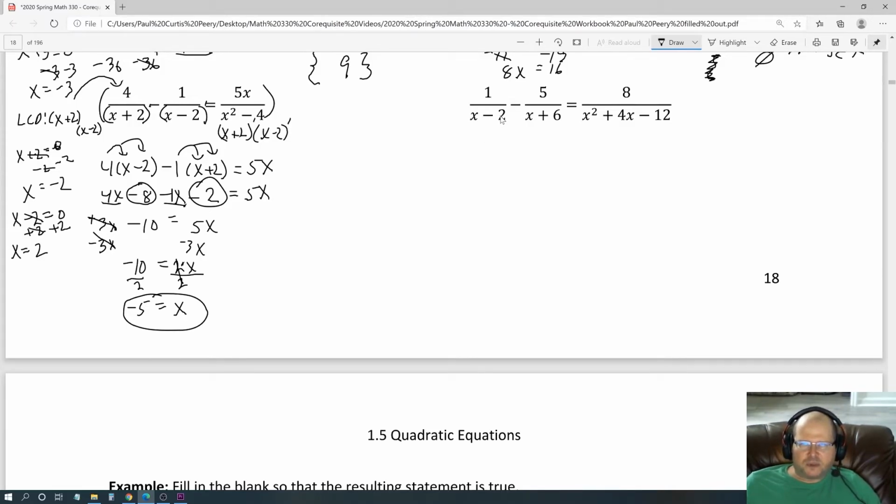Okay, so let's try the next one. Next one again, we need to find the LCD, but the second denominator, the one on the other side of the equation on the right side, is not factored.